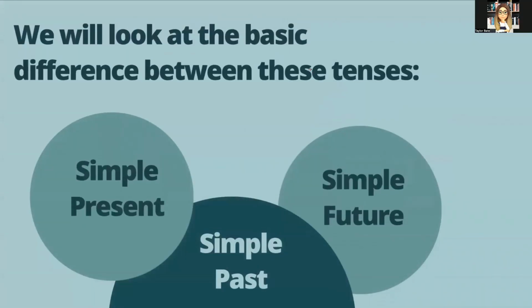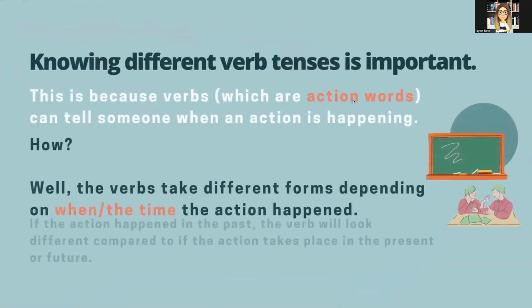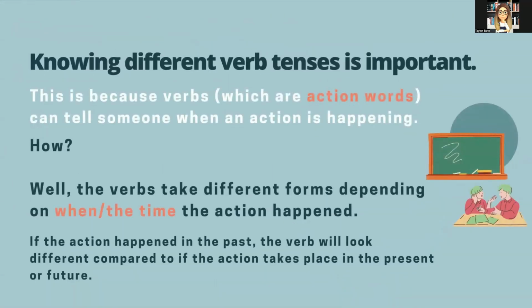So we're going to look at the basic difference between these tenses. We have the simple present tense, the simple past tense, and the simple future tense. So knowing the different verb tenses is really important. This is because verbs, which are action words, for example, I walk to the store, walk is the action, walk is a verb. These action words or verbs can tell us when an action is happening.